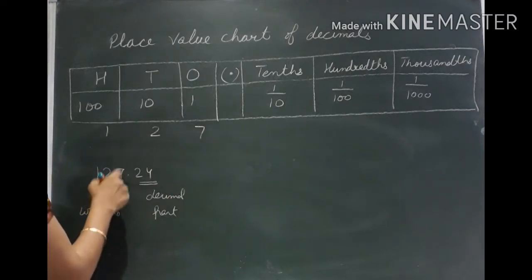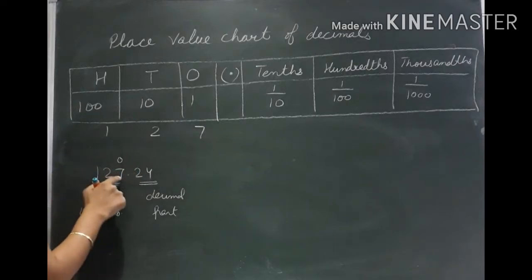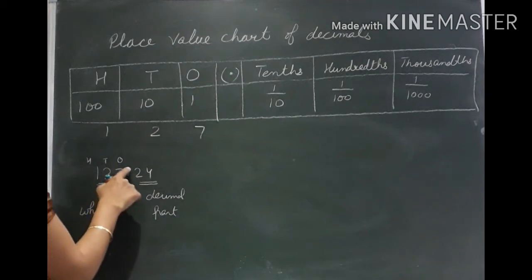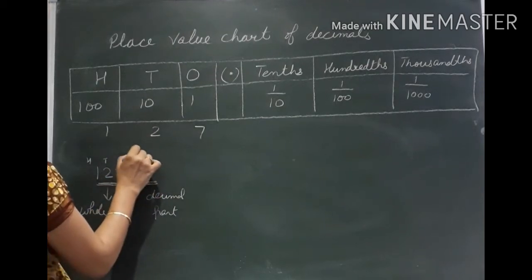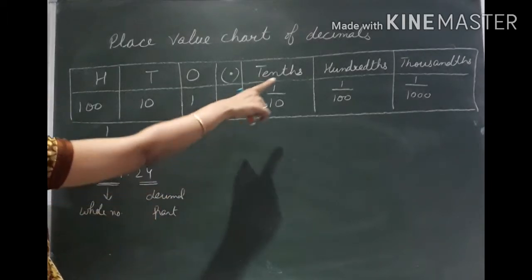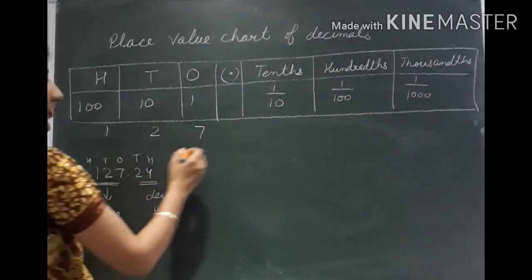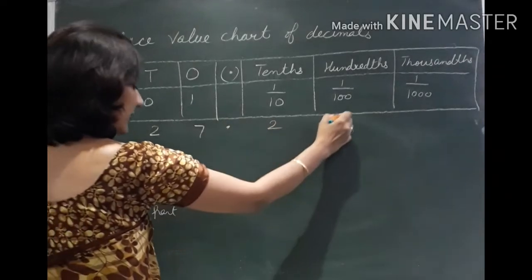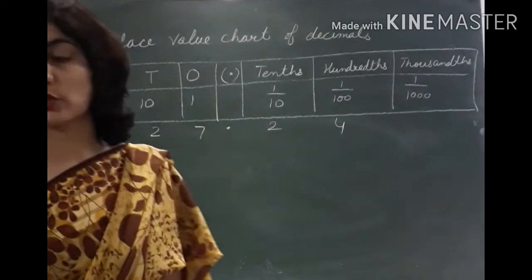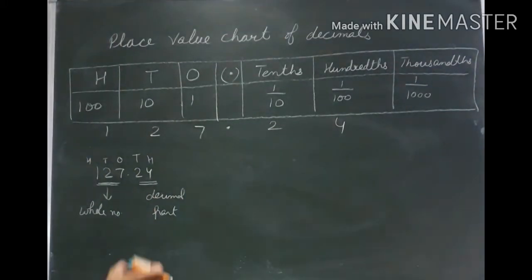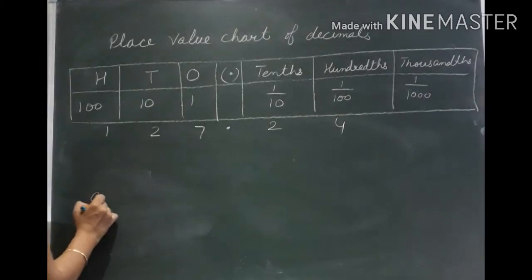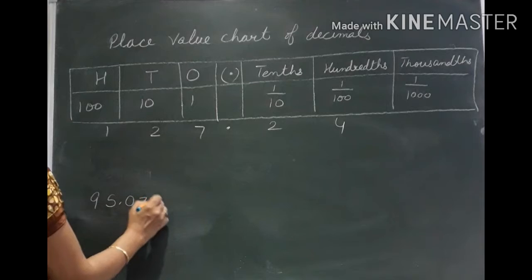In whole numbers, if I move from right to left, the first place is ones, then it is tens, and then it is hundreds. In the decimal part, when I move from left to right, the first place is tenths, and the second place is hundredths. So where will this 2, 4 come? Point will come here, and then this is 2 and 4. So this way, if a question comes, put it in the place value chart. So we will put it like this. Next example I am taking, the number given is 95.078.